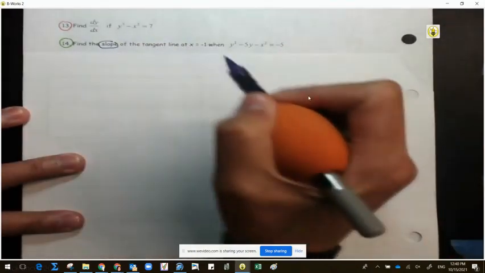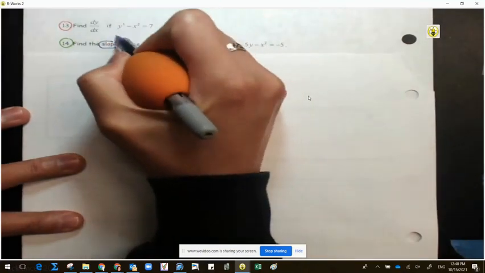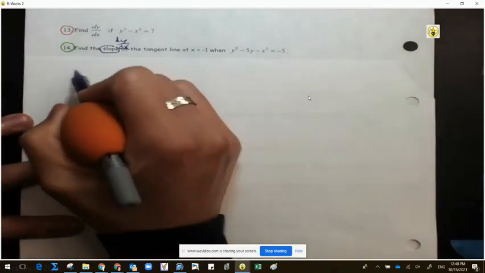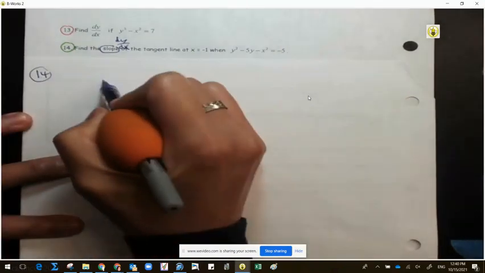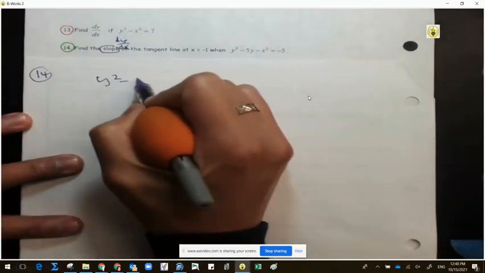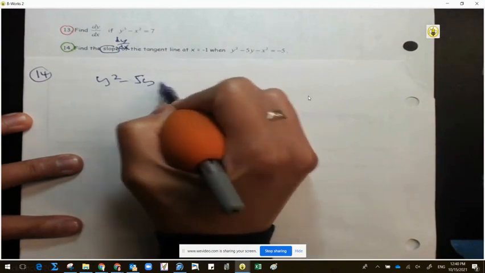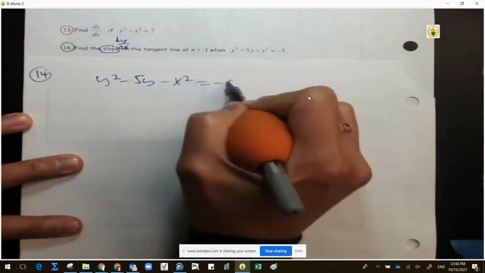14. Find the slope of the tangent line at x equals -1 when y squared minus 5y minus x squared equals -5. So to find the slope, it's basically asking us what is dy over dx. And I'm going to rewrite this on this paper. So we got y squared minus 5y minus x squared is equal to -5.